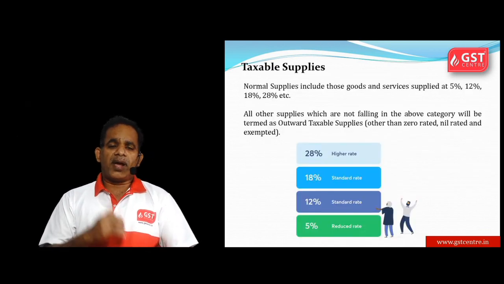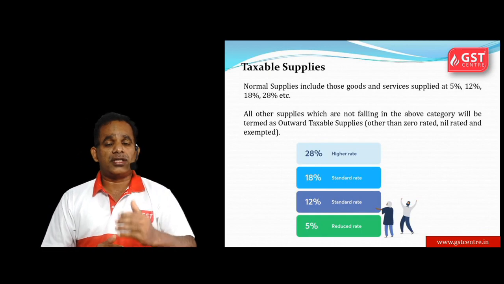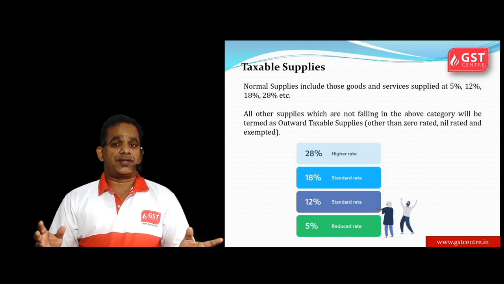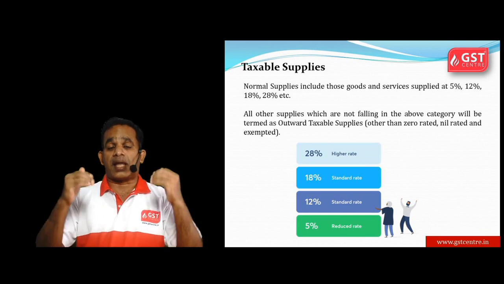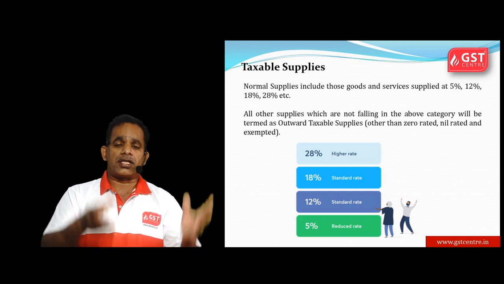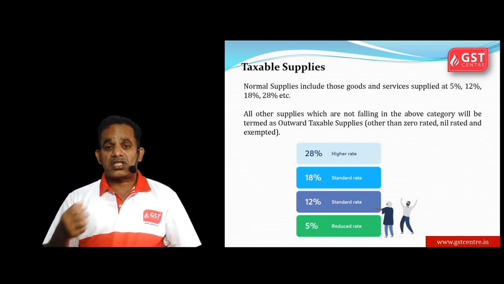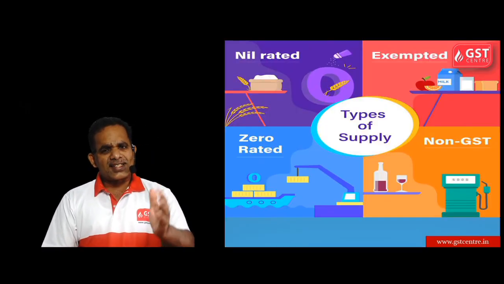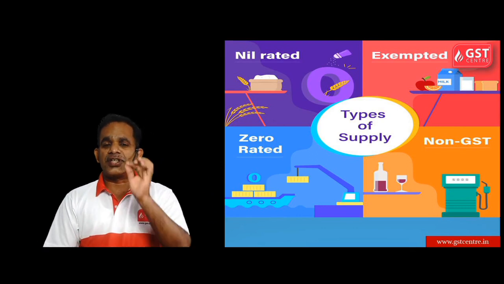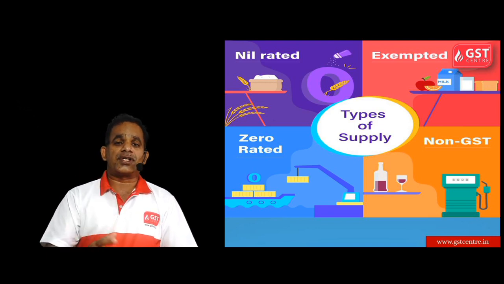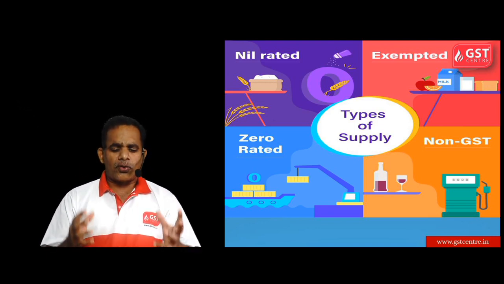Then, mainly there are 4 rates, like 5%, 12%, 18% and 28%. These are the normal supplies. And the business person or the supplier has to identify the rate and should charge the tax rate accordingly and should collect that tax from the customer using a tax invoice. Now, there are some other transactions which need your special attention, like zero rated, nil rated, exempted or non-GST supplies. Let us go and understand.